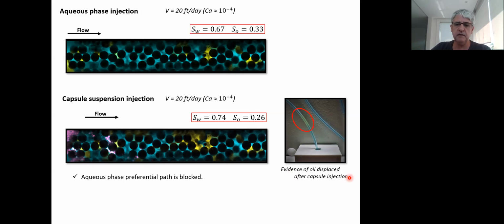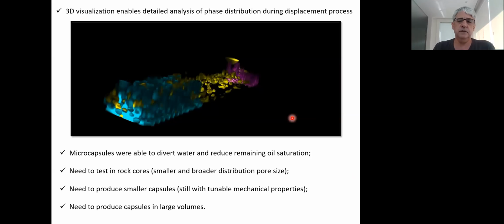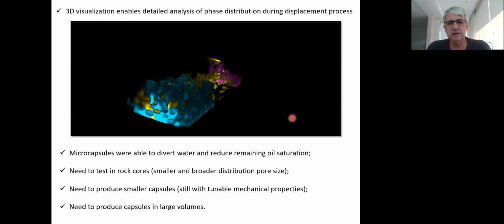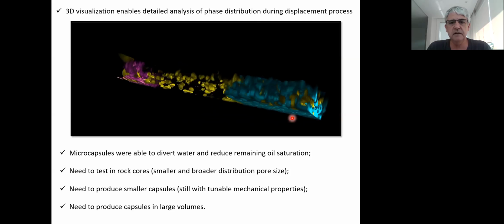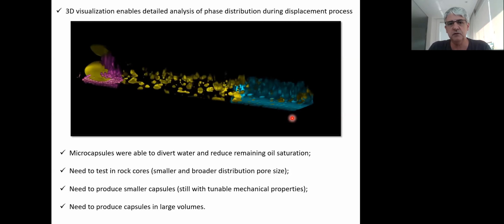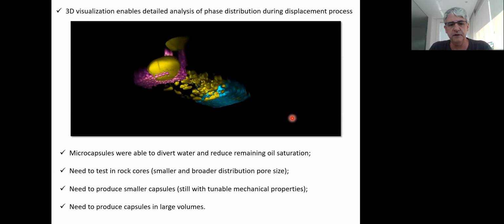Also, large evidence that the oil was displaced is that at the end of the water injection, we reach a steady state, and at the outflow tube you could only see water coming out. Once we inject the capsule suspension and go back to injecting water, you see this large volume of oil flowing out from the outflow tubing. So this was the amount of displaced oil after the injection of these capsules. The confocal visualization allows us to get very detailed information of the phase distribution inside the porous media. So it's very important to do this detailed analysis to try to understand all the physical mechanisms.